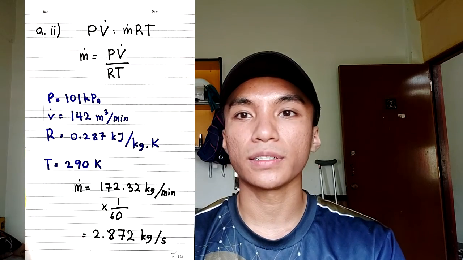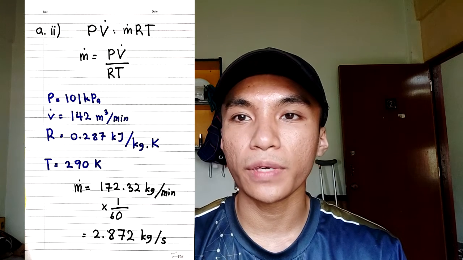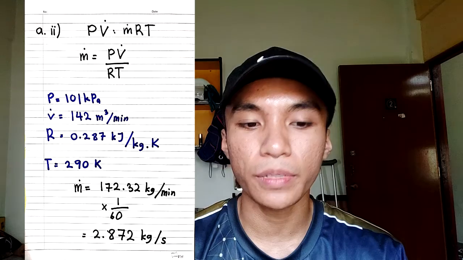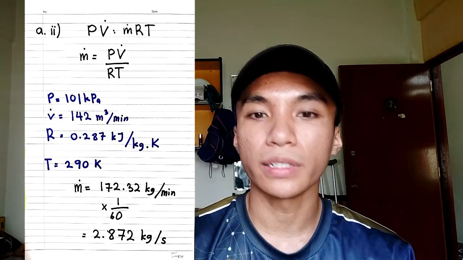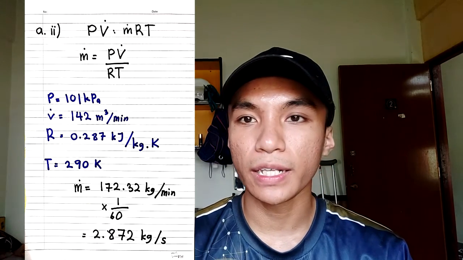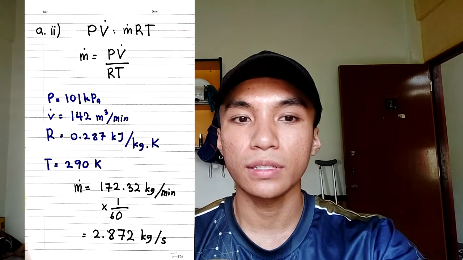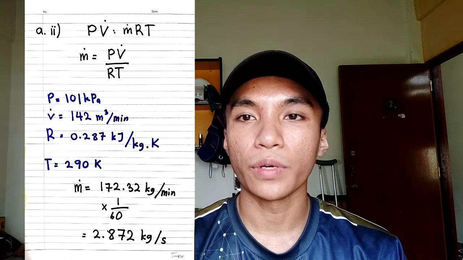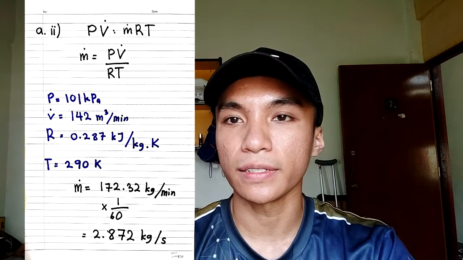Moving on to the next question, A2. We are going to use the equation PV equals MRT, and arranging the equation, you get M equals PV over RT. And as stated, those are the values for all the variables. As we calculate, we will get 172.32 kilogram per minute. Multiplying with 1/60, you get 2.872 kilogram per second.